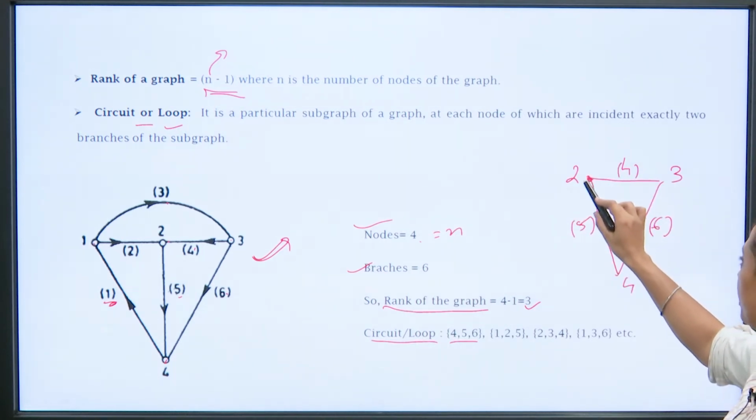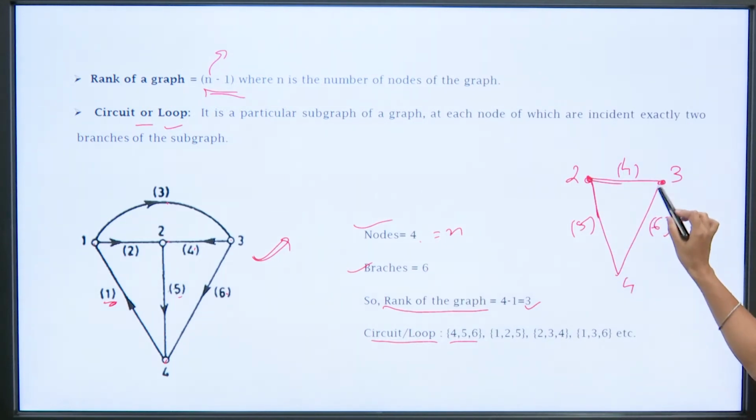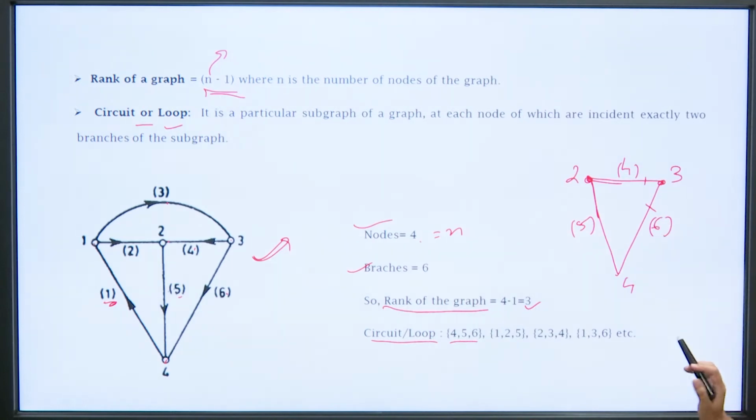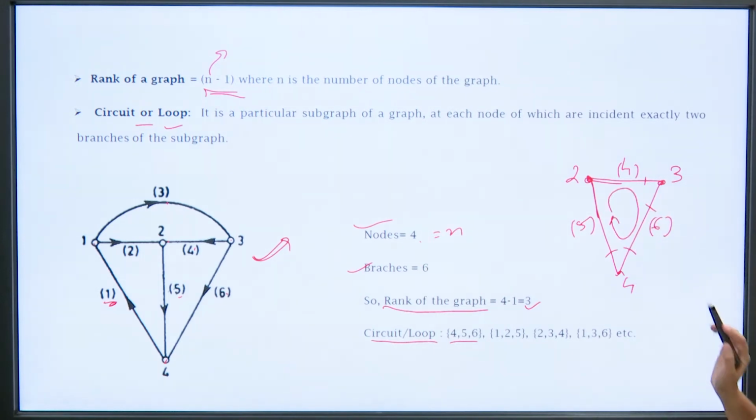So, we can see that each node is having only 2 branches, 2 incident branches. Each node will have only 2 incident branches. So, this will constitute a loop, or we can say it is constituting a loop also, or a circuit also. It is getting closed, right.